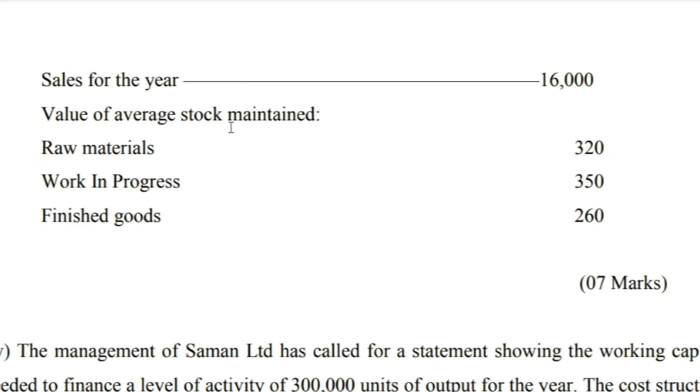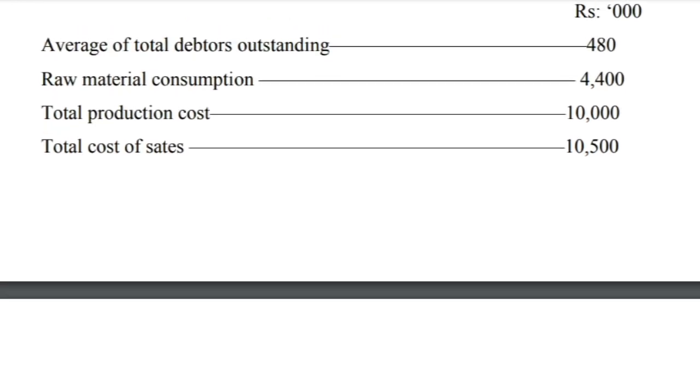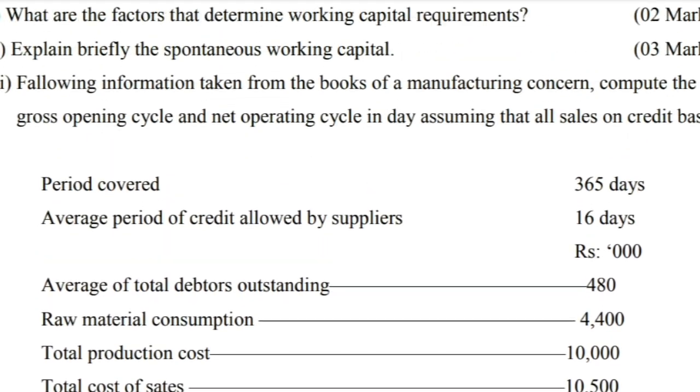Value of average stock maintained: raw material, average raw materials 320,000. Work in progress 350,000. Average finished goods 260,000. These are the details for this question. We have to calculate the gross operating cycle and net operating cycle.